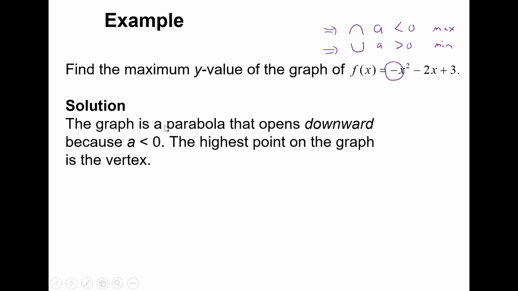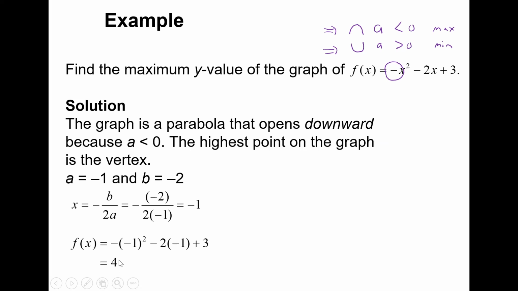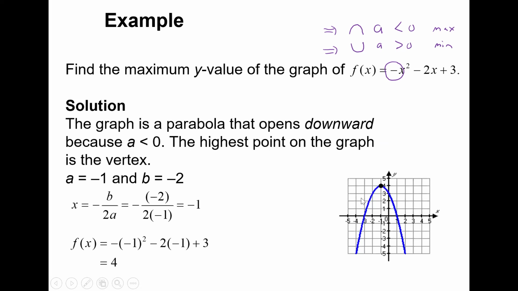Now, because the graph is a parabola that opens downward, because again, a is less than 0, the highest point is going to be our vertex. And so our a is -1, b is -2. Plug that in, we get -1 for x. Plug that back into this, we get the y, or the f of x, is equal to 4. And so our vertex is going to be what? -1, 4. And if we graph that, that's what it looks like.